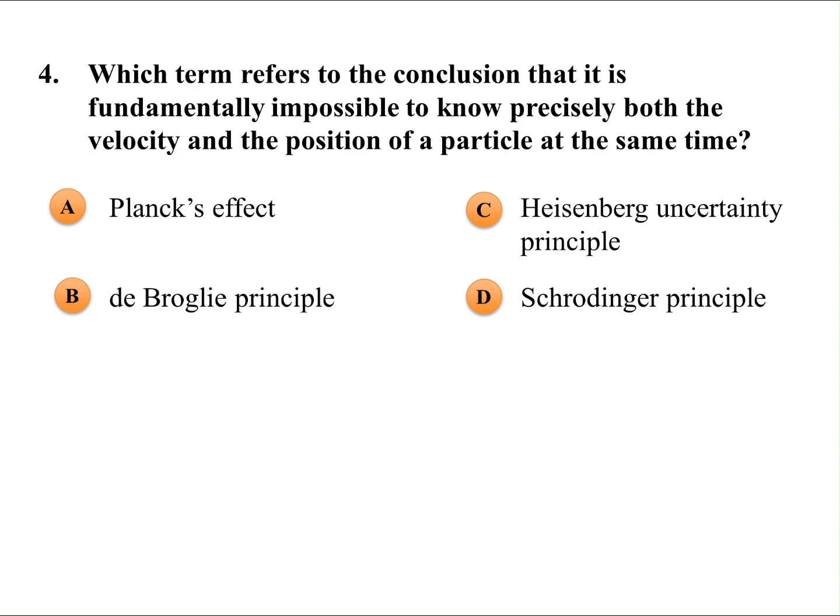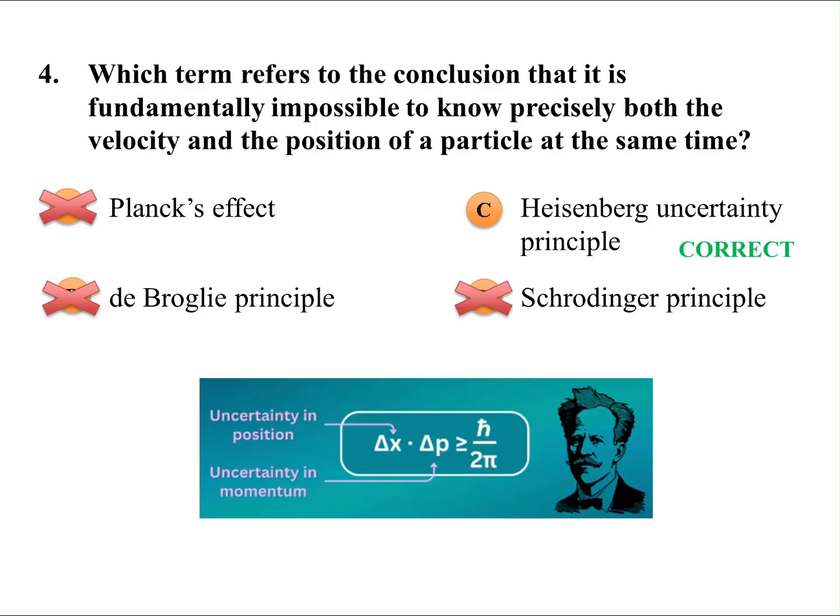Which term refers to the conclusion that it is fundamentally impossible to know precisely both the velocity and the position of a particle at the same time? Of course, the answer is the Heisenberg uncertainty principle.